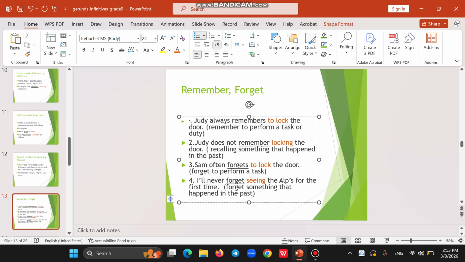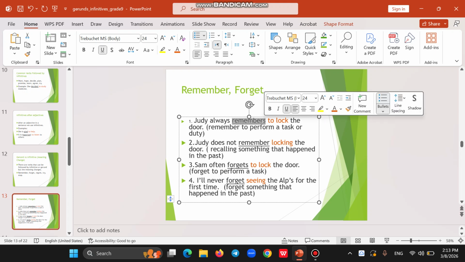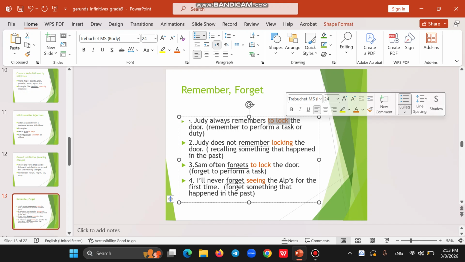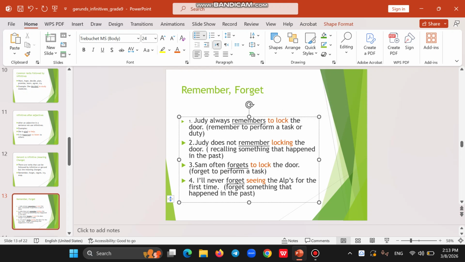Judy always remembers to lock the door. When we have the verb remember plus infinitive, that is, to plus the base form of the verb, here remember means remember to perform a task or a duty. It means when you remember to do something, you must do it, or you were assigned by someone, maybe your parent, your sister, brother, etc.